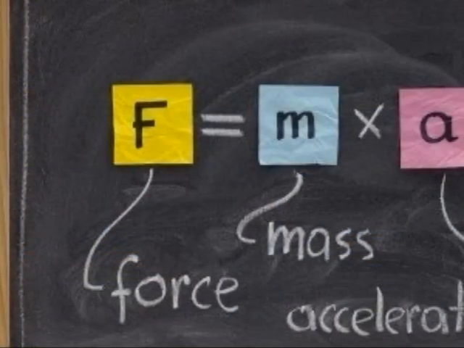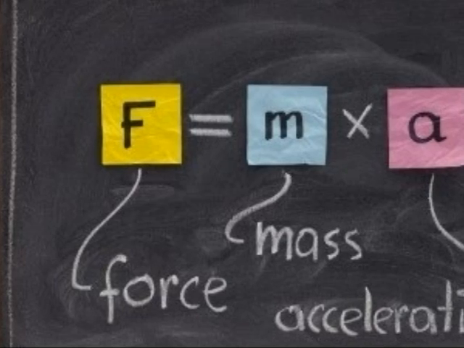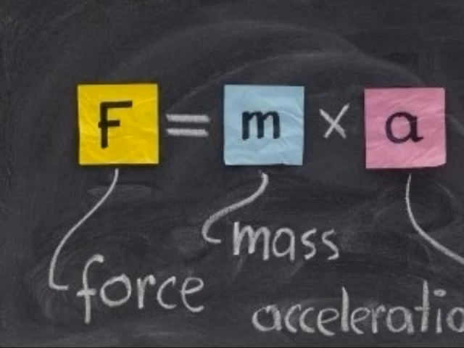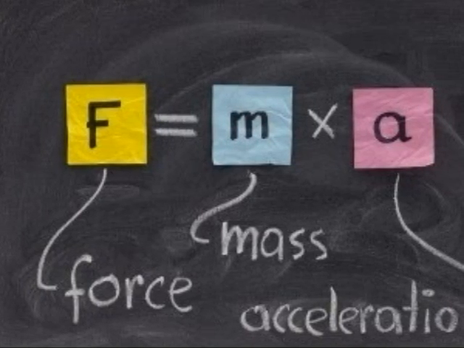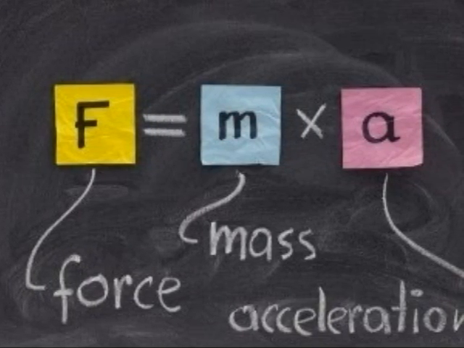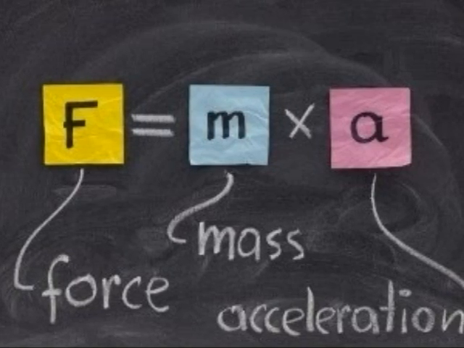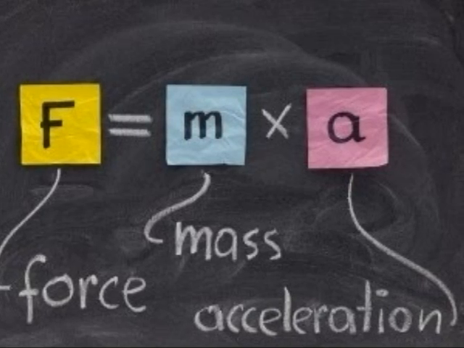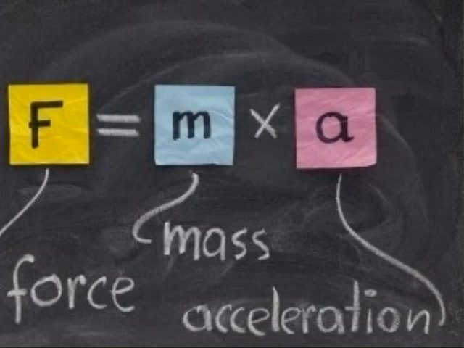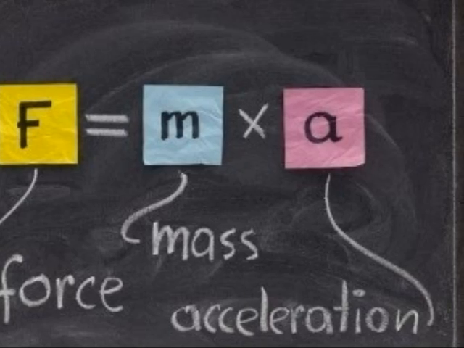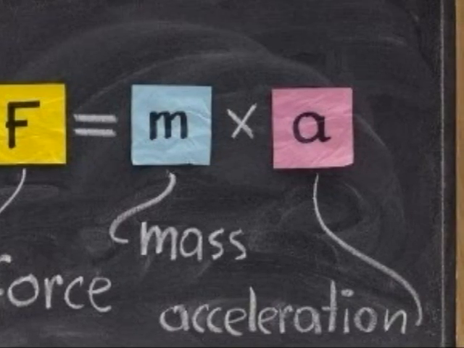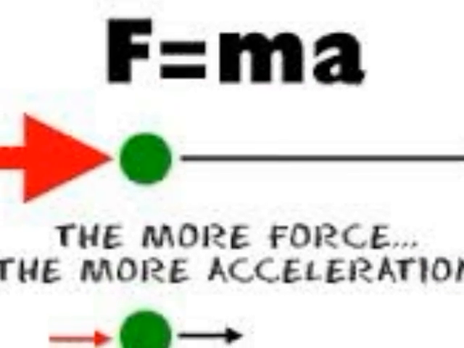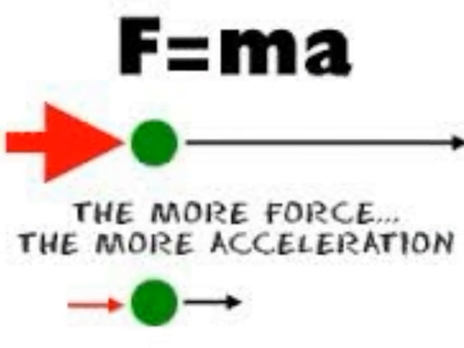Out of the second law of motion came a formula which says F equals m times a, as seen in the picture, which basically means F is force, m is mass, and a is acceleration. And through this formula we can calculate the force an object produces, the acceleration an object produces, and also the mass of an object. And keep this in mind, the more the force, the more the acceleration.